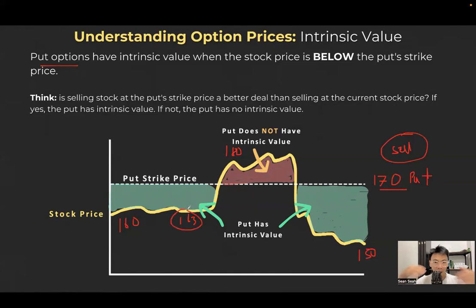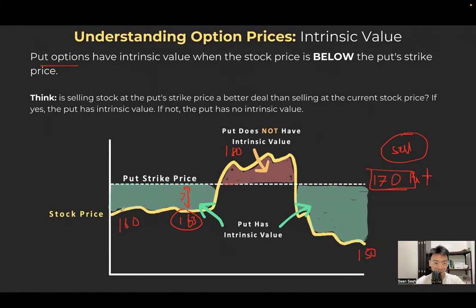We can exercise. So you ask yourself, if you exercise the options right now, what can you do? You can sell the shares at 170. That means you can buy shares at 163 and sell at 170. The intrinsic value of the put at this moment, in theory, when we exercise it, is how much? It's $7, because we can buy at 163 and sell at 170.